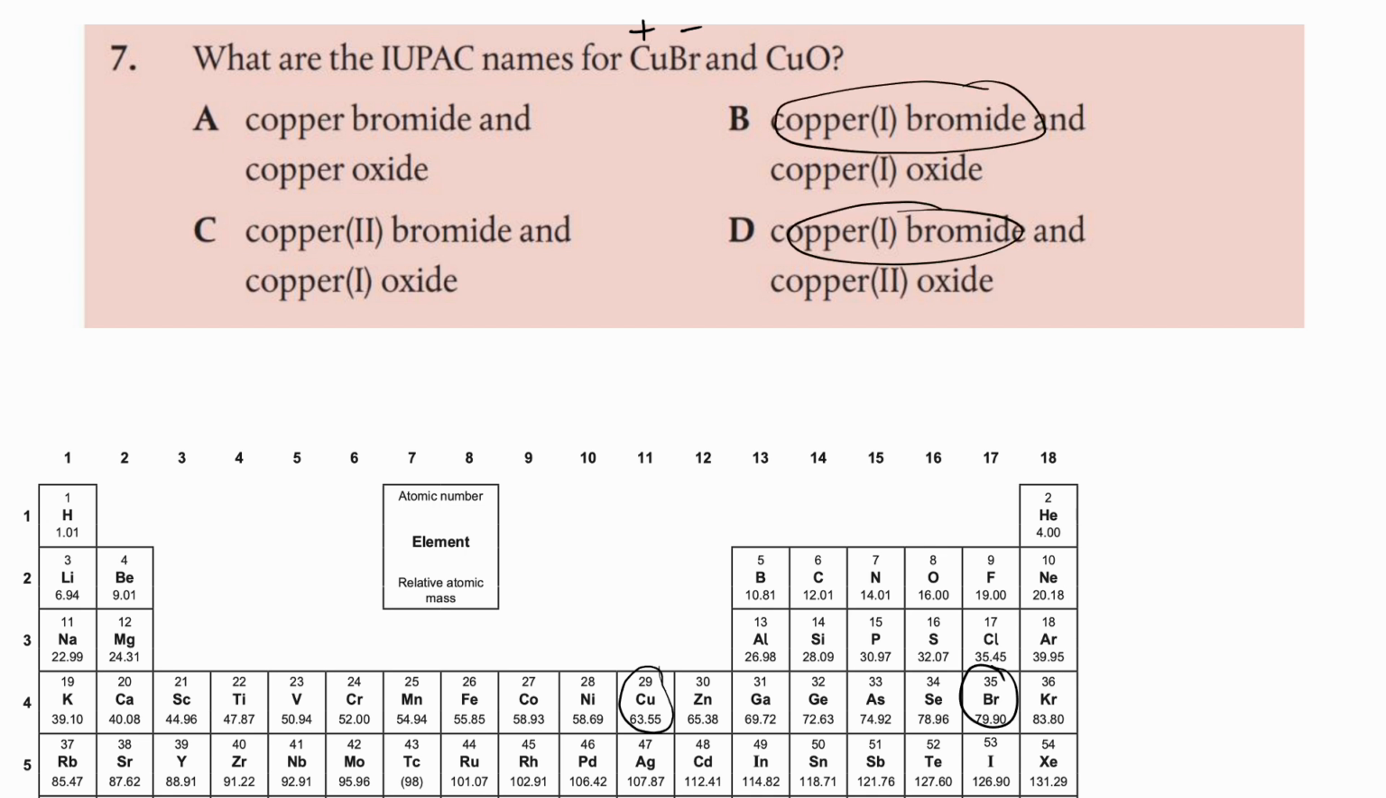So let's move on from there. Then we have copper and oxygen. Oxygen's in group 16, which means it assumes a negative 2 charge. If oxygen is negative 2, copper would have to be positive 2 to balance that out to 0, which means D would be our answer with copper 2 oxide.